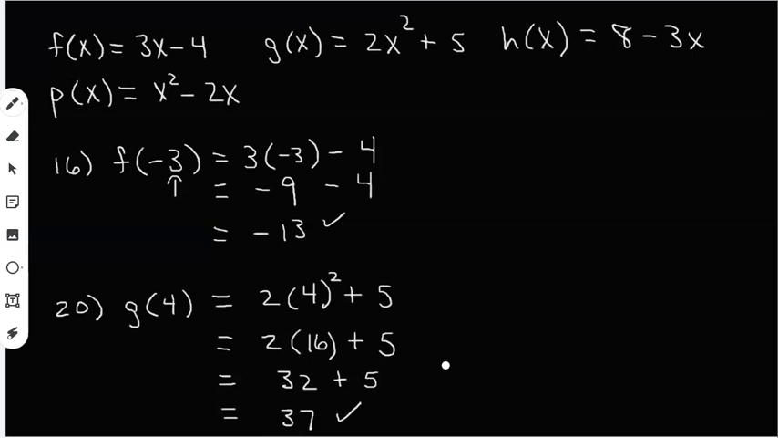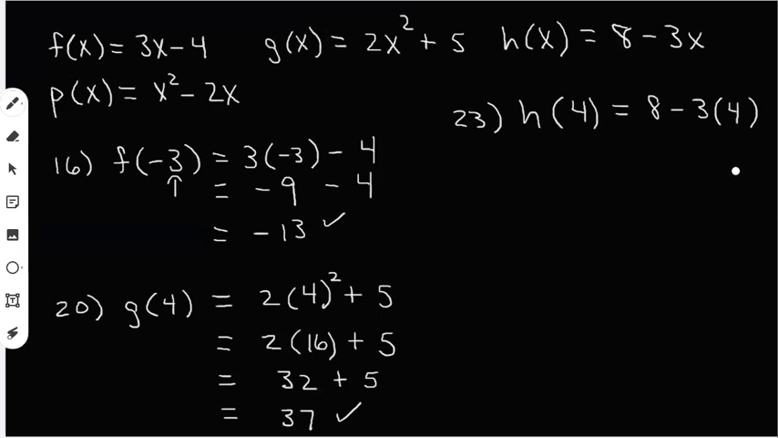And the last one I'm going to do is number 23. H of 4. So this time we're using h of x, and we're putting in 4 for x. So I'm going to keep everything the same. I'm still going to have my 8. I'm still going to have my minus 3. The only thing that's going to change is I'm going to let x be 4 and see what happens.